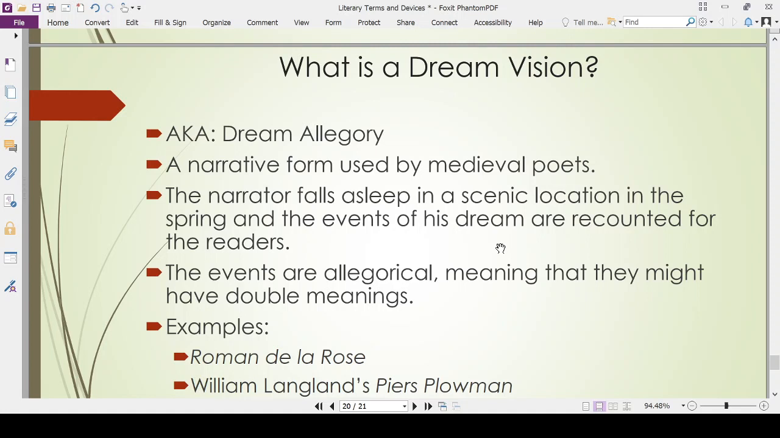In this kind of poetry, the narrator, the persona of the poem, usually falls asleep in a scenic location when he is in nature, and usually in the season of spring when the scenes are quite beautiful and eye-pleasing. And then he dreams, and the events of his dream are recounted for the readers. Now, the events which usually are recounted are allegorical in nature, which means that they have double meanings and there is usually a moral behind the surface of the events.